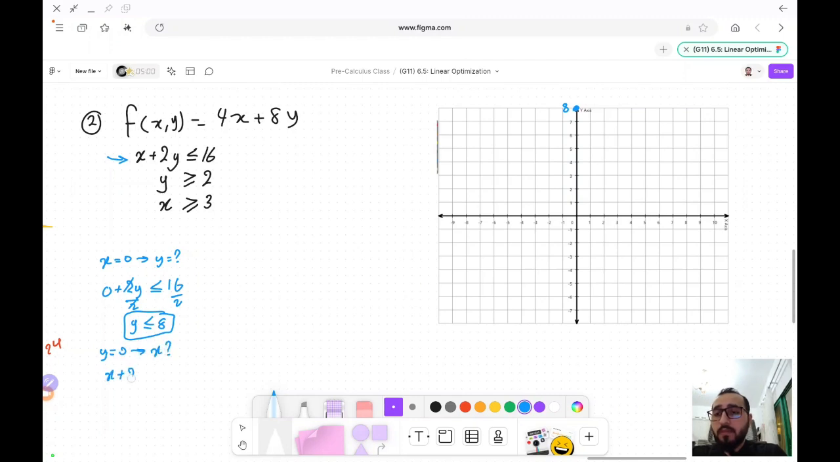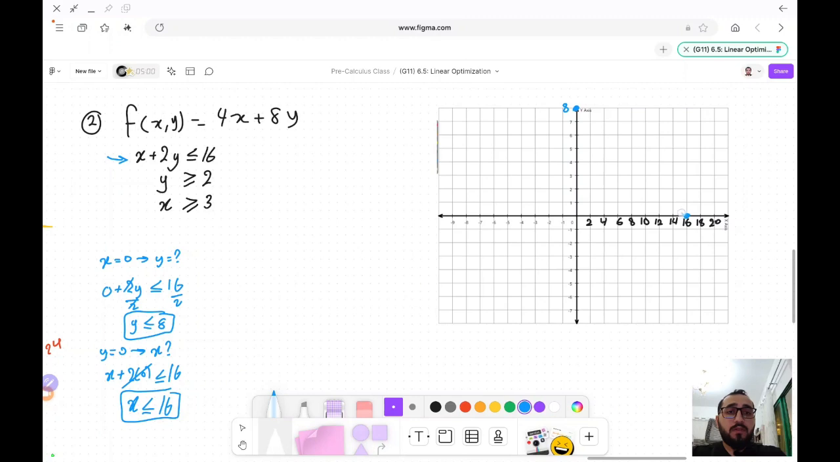Then, let's put y equal to 0 to find x. x plus 2 times 0 less than or equal to 16. This part here is equal to 0, so x is less than or equal to 16. If I look here at my coordinate, it's not 16, so now let me change the coordinate. Let's do 2, 4, 6, 8, 10, 12, 14, 16, 18, and 20. Now x is equal to 16. Where is 16? It's this one here.